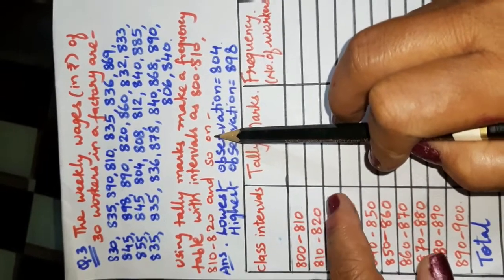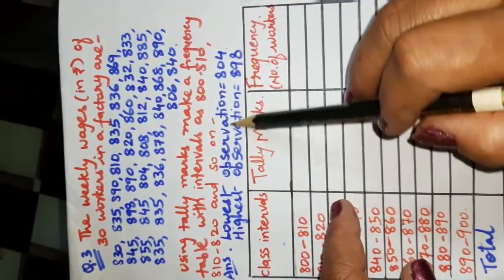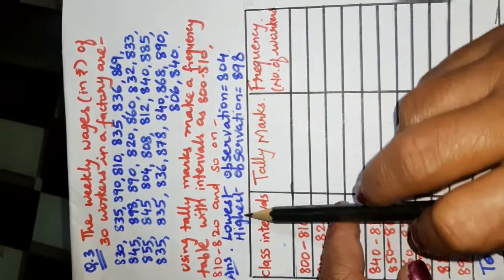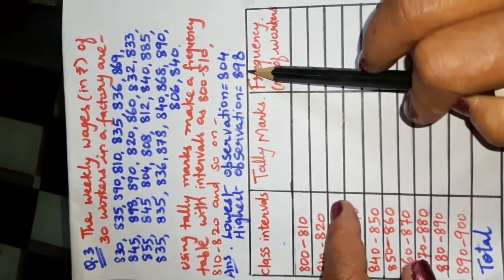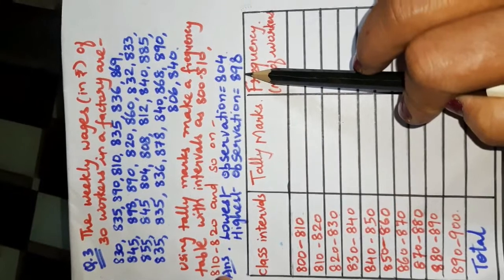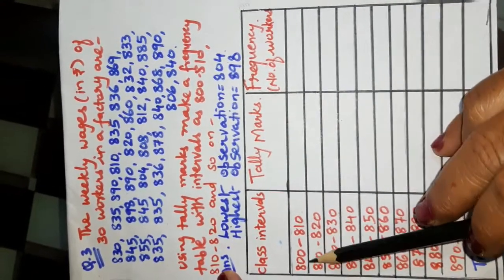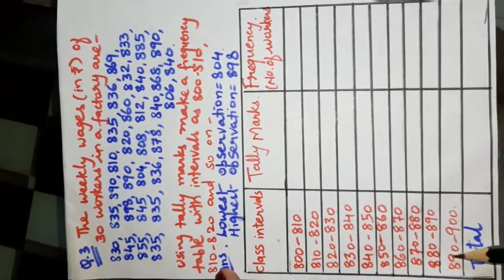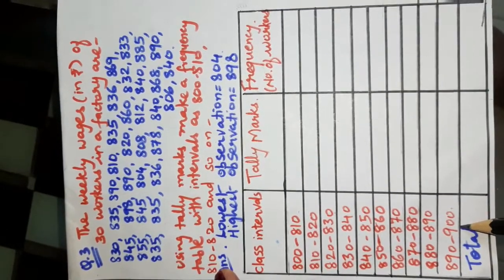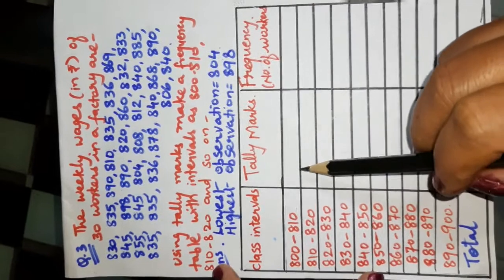So out of all these numbers, the lowest observation is 804 and the highest observation is 898. So let us make the frequency distribution table. Here class intervals we will divide from 800 to 810 up to 890 to 900. We will go on putting the tally marks.